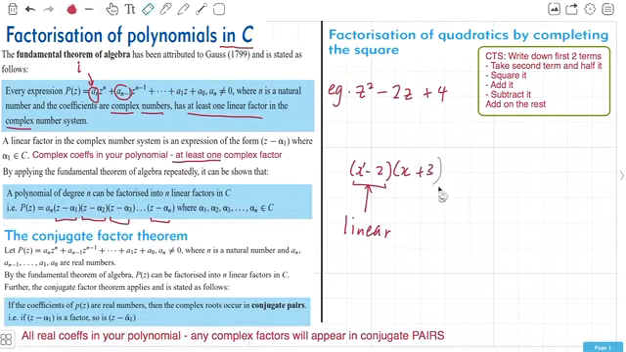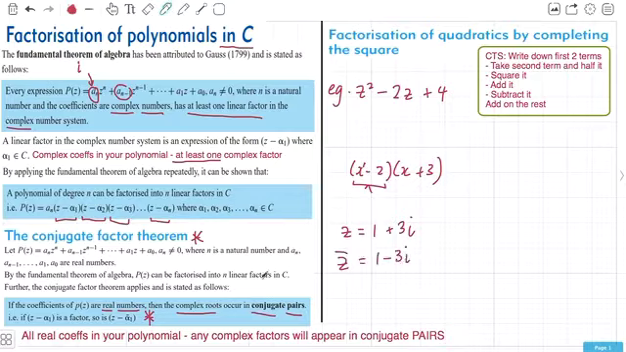The other thing that I'm looking at here is the conjugate factor theorem underneath. In the conjugate factor theorem, what we're told, which is a very key thing, and it's often used in exams, is that if you have a polynomial P(z) where the coefficients are real numbers, all of them real, then any complex roots that you have will occur in conjugate pairs. Remember that a conjugate is, for example, let's say z equals 1 plus 3i. The conjugate is z bar, and we might have 1 minus 3i.